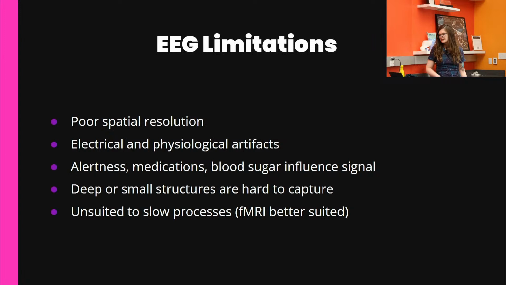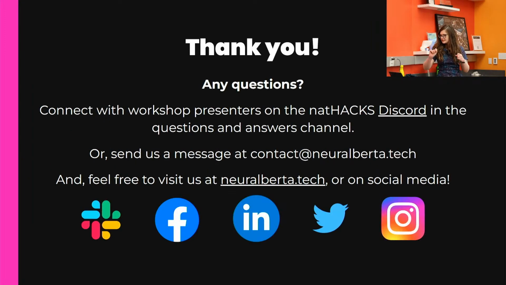Locations that are deep or small are difficult to capture, both because of the EEG itself and, again, the number of electrodes you're using. And there are just some tasks that it's not suited for. If you're looking to locate something or it takes a long time, it might not be captured very well. Something like fMRI is better suited for that. But not very many of us have an MRI that we can use. And so that is everything for that workshop as well.